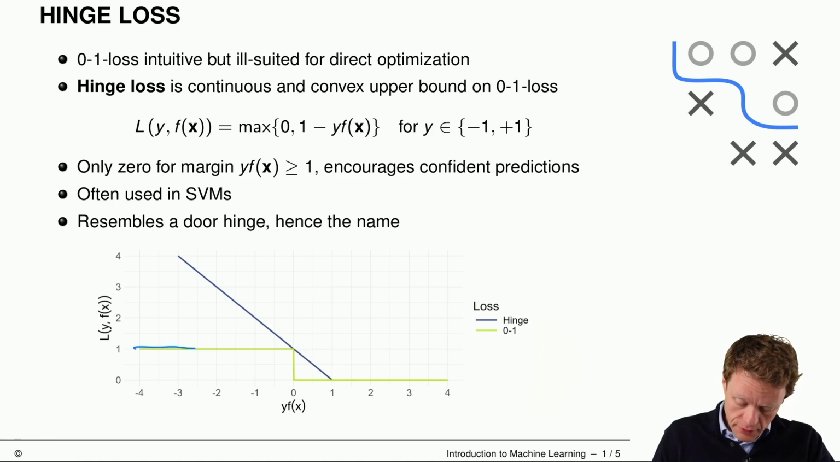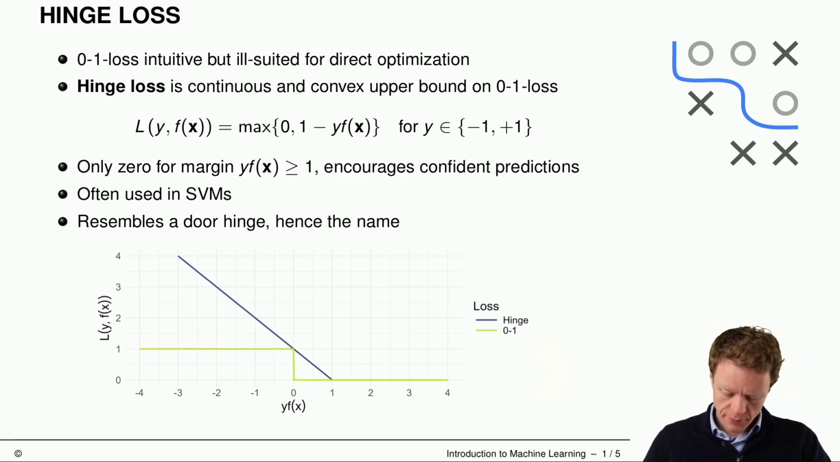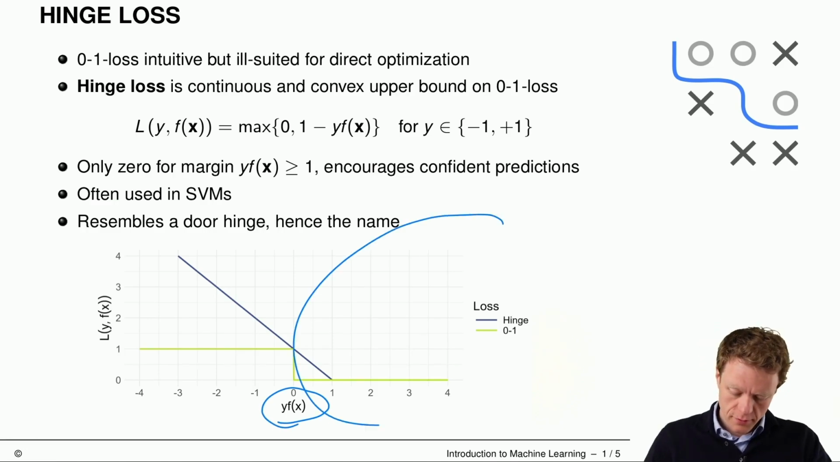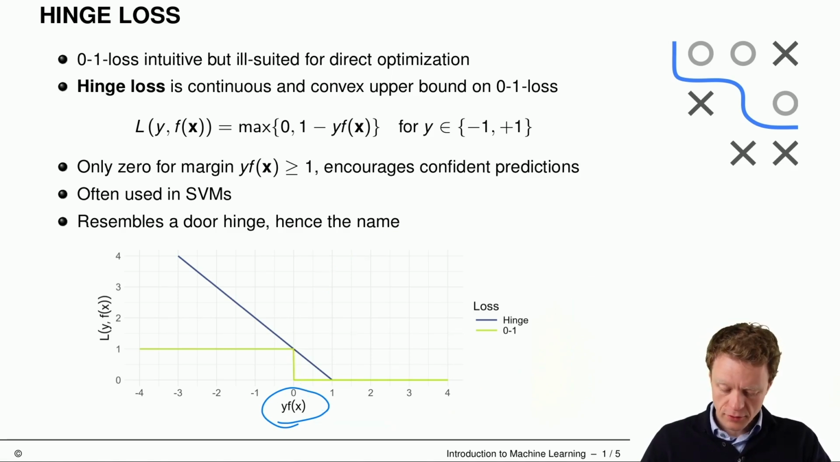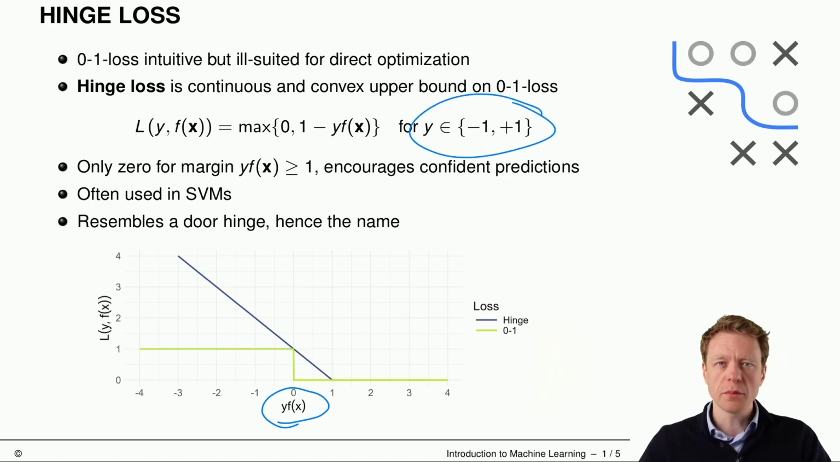So here you see the 0-1 loss again. We plot as before on the x-axis the margin. So all the classifications on the right-hand side are correct classifications, and all classifications on the left-hand side are wrong classifications because the sign of the score does not match the true target. So targets are -1 and +1 in this case.